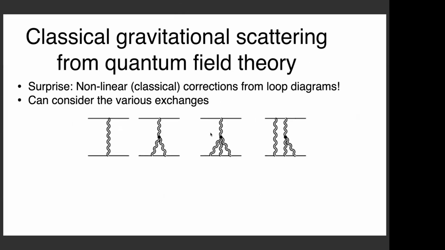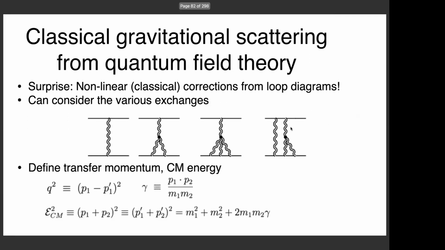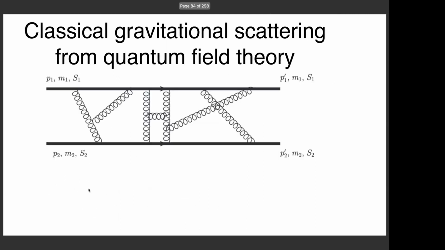So a surprise in gravity treatments in QFT is that a lot of the classical correction effects come from loop diagrams. So we can start writing down the tree diagram, and we can start working on a 1-loop diagram, 2-loop diagram, and there are various forms as we go up in loop order. And then we can do all this in a center of mass energy scale.